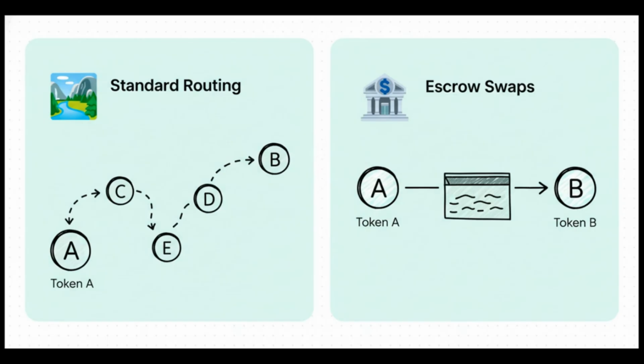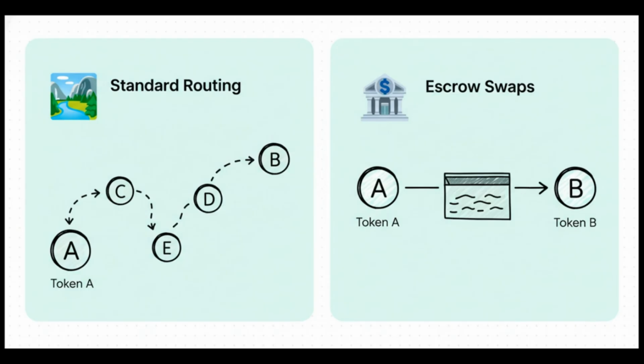See, standard routing just kind of hops between public pools trying to find a path. But escrow swaps, they do something completely different. They're able to tap into private, off-market liquidity. Think of it like the wholesale market that big funds use. This lets you do direct, super efficient swaps from one asset to another.